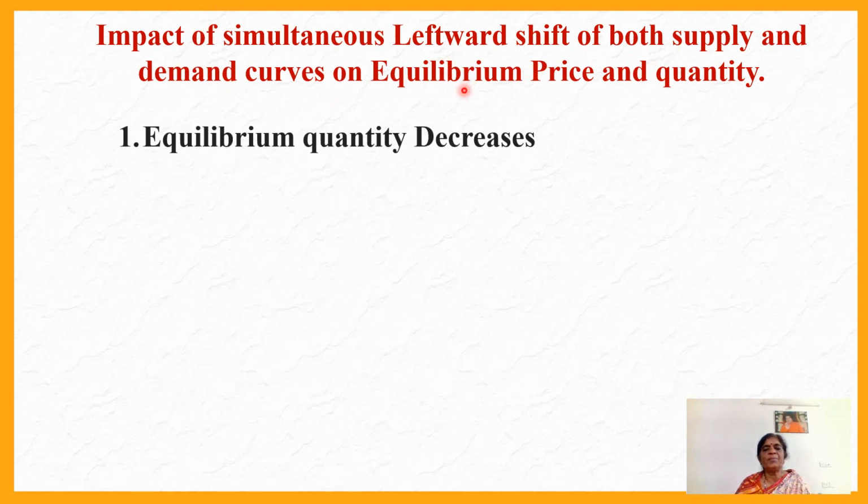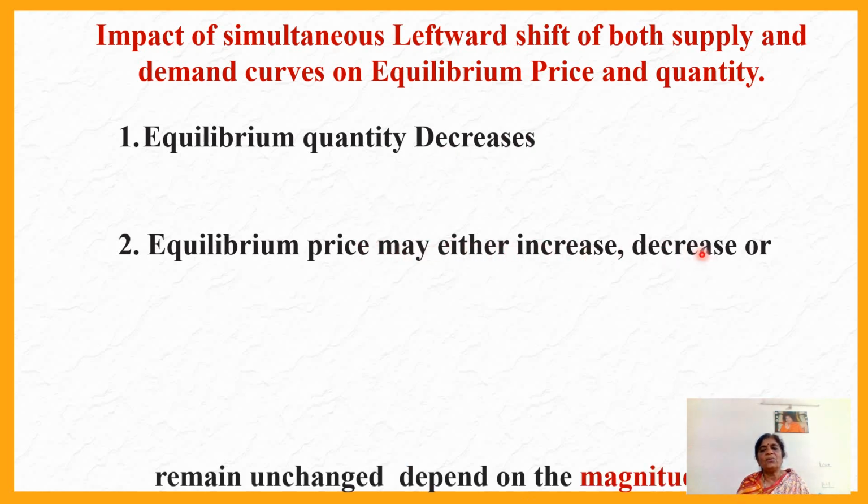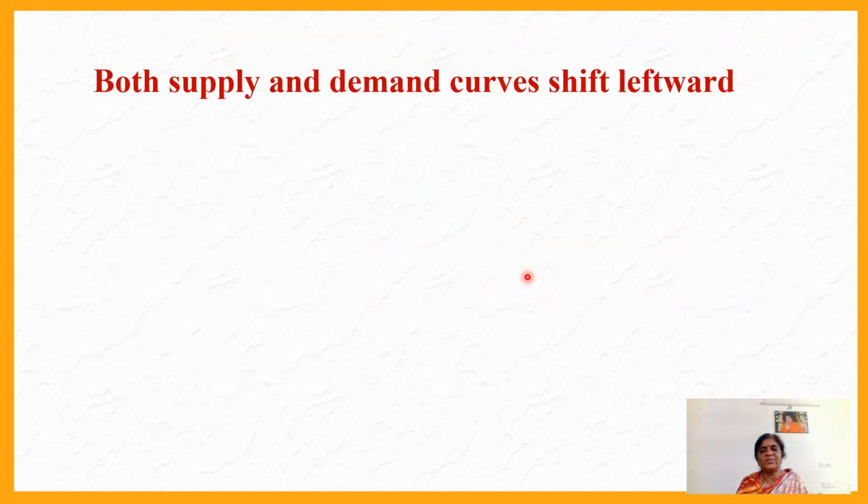As far as equilibrium quantity is concerned, there is no doubt that when there is a leftward shift of both the demand and supply curve, equilibrium quantity will decrease. But what will happen to the equilibrium price? It may either increase or decrease or remain unchanged. It depends on the magnitude of the shift. This concept we will discuss further with the help of a diagram which is coming on the subsequent slide.